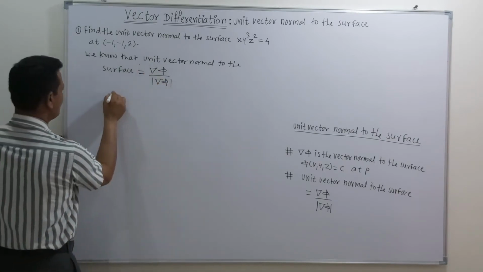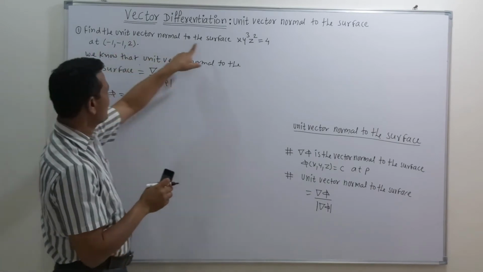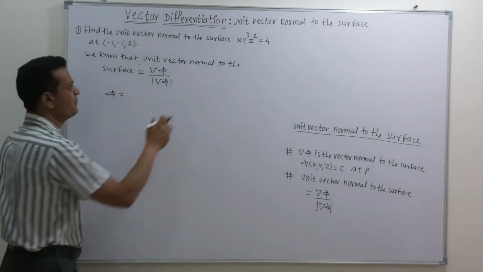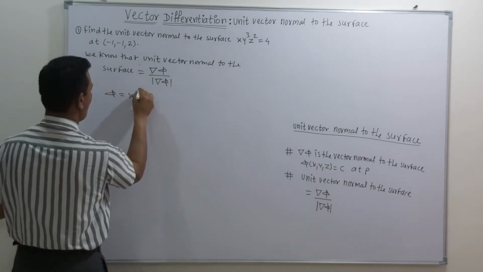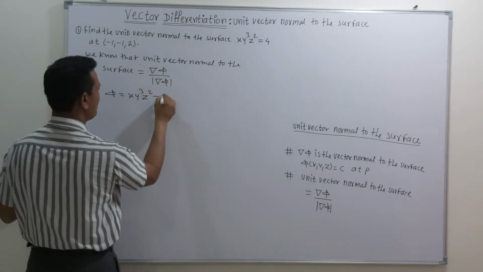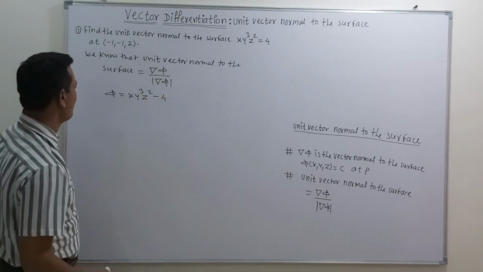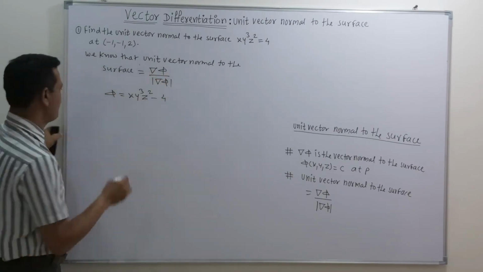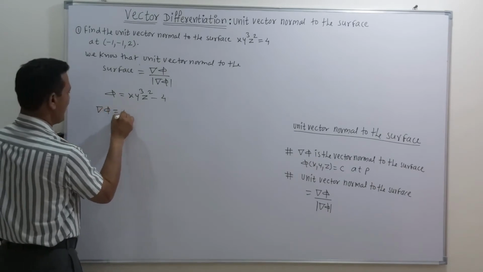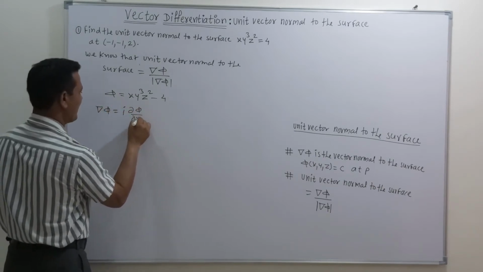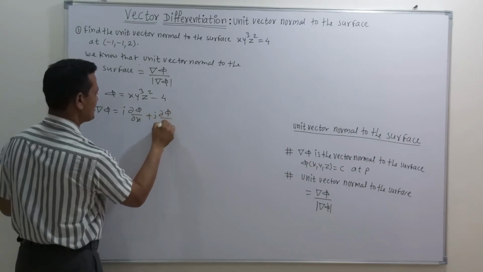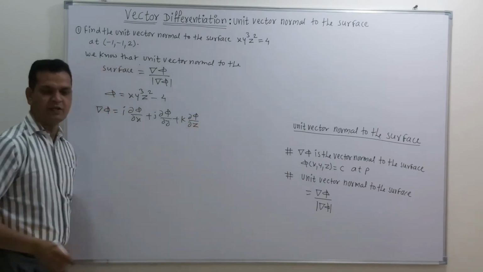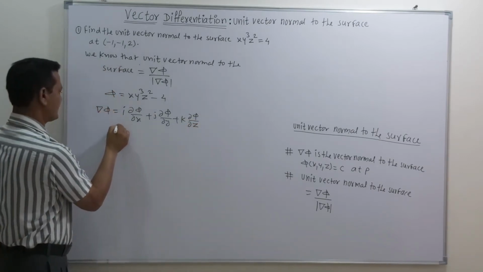The surface is given, so we denote this surface by phi, defined as x y cube z square equal to 4. That means we can write this as x y cube z square minus 4. After getting the surface, we find del phi. Del phi stands for the gradient of phi, defined as i times the partial derivative of phi with respect to x, plus j times the partial derivative of phi with respect to y, plus k times the partial derivative of phi with respect to z.